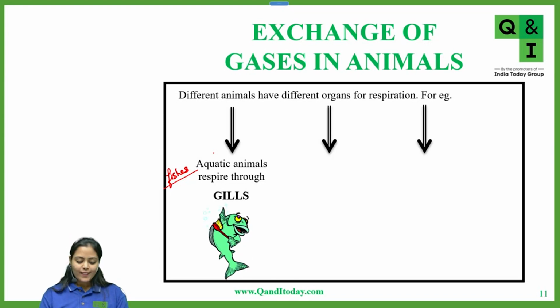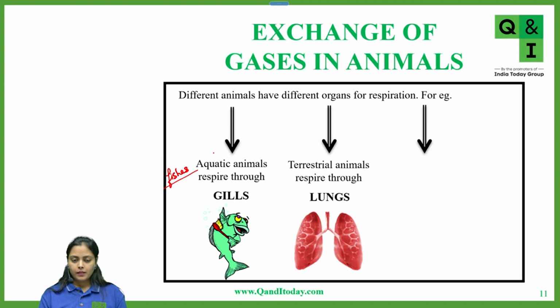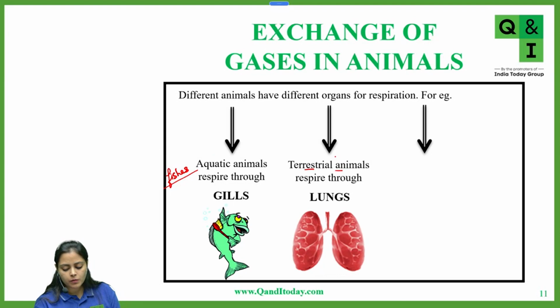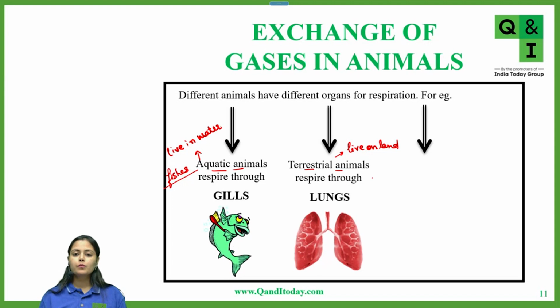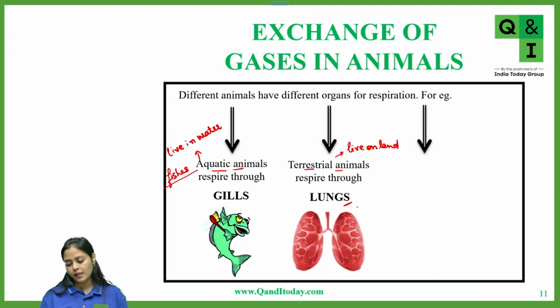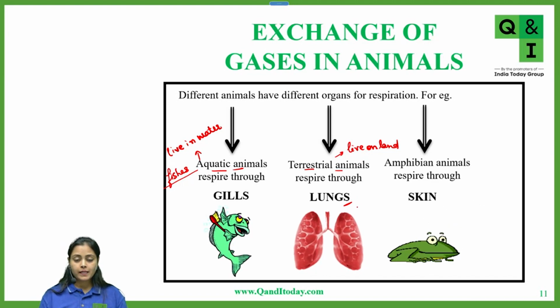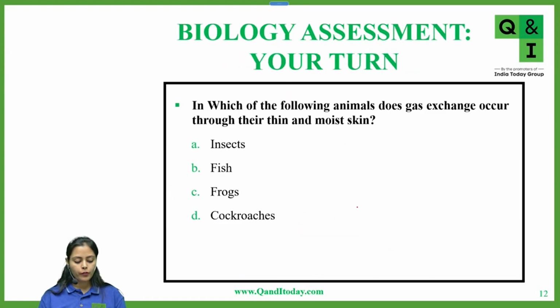Now, these are gills which are present in fishes. Their respiratory organs are gills. Next, lungs. Mostly terrestrial animals, which means those which live on land. Aquatic animals means those which live in water. Most organisms which live on land have lungs as their respiratory organs. Next, skin. Sometimes even skin can serve as a respiratory organ.